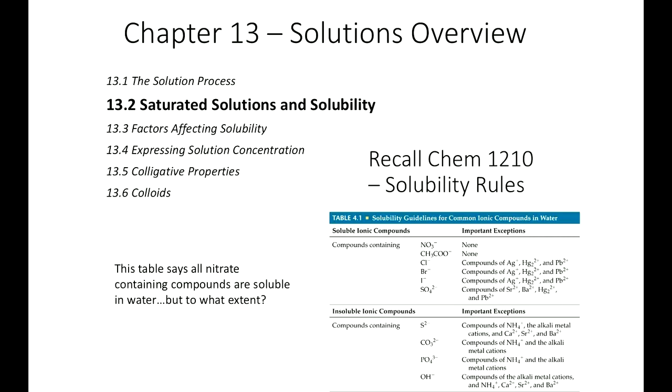To reference ourselves, think about the solutions we made in lab. When you go to the cart and grab the 3 molar sodium hydroxide, those types of solutions. Let's keep that in the back of our mind as we go through these crazy details of solution chemistry that you may not have thought about previously. So in Chem 1210, we worked with solutions.